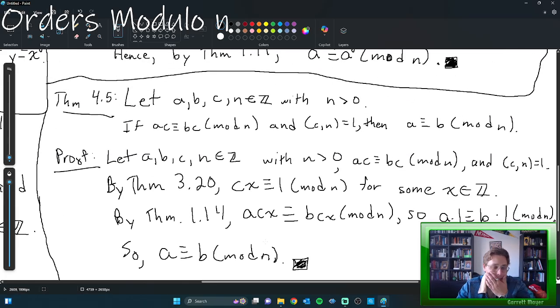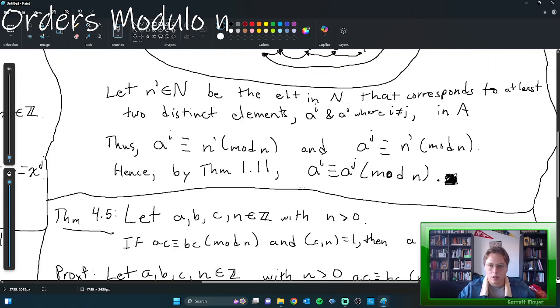And essentially, this theorem works as a way to divide out c. If the GCD of c and n is 1, that basically means you can divide out c in a certain sense, so then a would just be congruent to b. Very useful principle when it comes to anything modular arithmetic related. It gives you the ability to take out a term and make things equal.